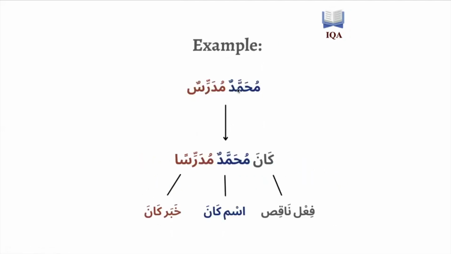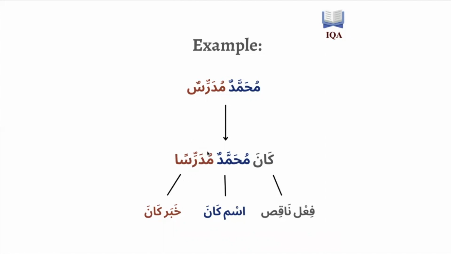Example: Muhammadun mudarrisun means Muhammad is a teacher. Kana Muhammadun mudarrisan. Kana is a fi'l naqis. A fi'l naqis is a verb that needs an ism and a khabar instead of needing just a fa'il. Muhammadun is ismu kana. Why? Because it's an ism that's marfu', that's mentioned after kana, and it's no more called the mubtada. It's called ismu kana. Mudarrisan is no more called the khabar, but it's called khabaru kana, and it becomes mansub.